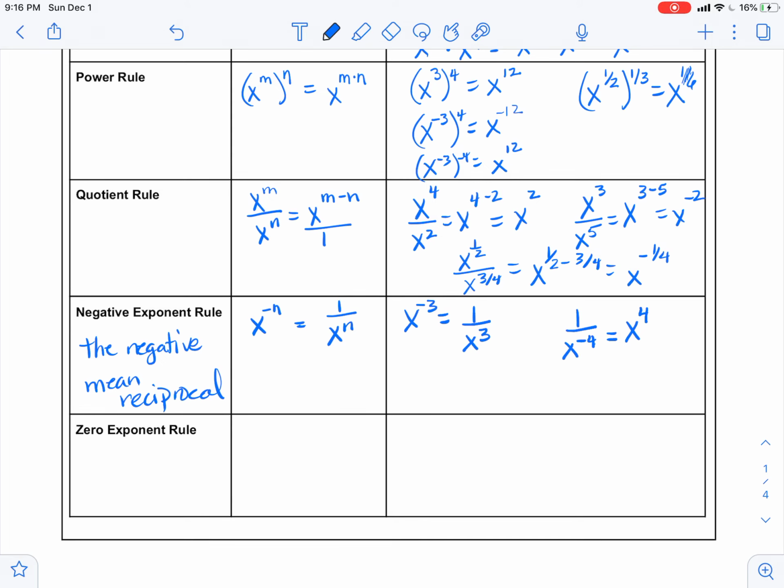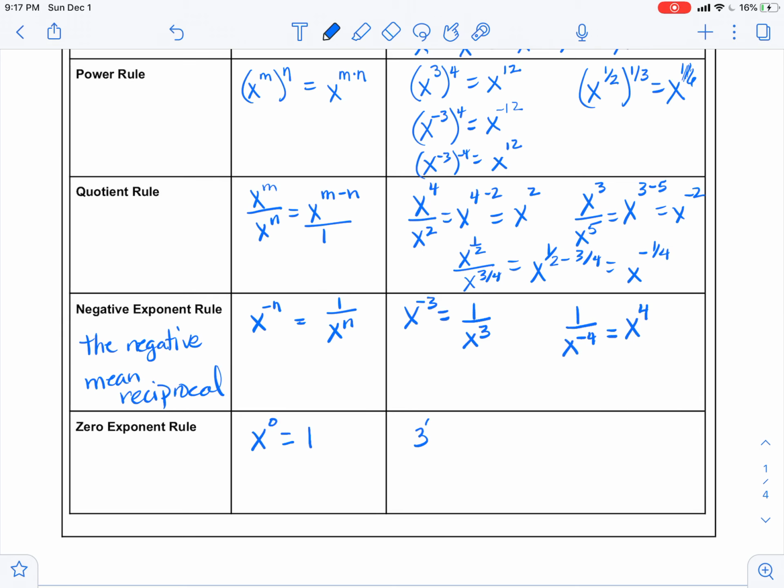The final one that we're going to review is anything to the 0 power is 1. Do not forget that. We'll also talk about this in another video where we talk about polynomials and remembering that the constant has a power of 0. It doesn't matter what we have; anything to the 0 power is 1. We could have multiple things here, and if it's to the 0 power, it's going to be 1.